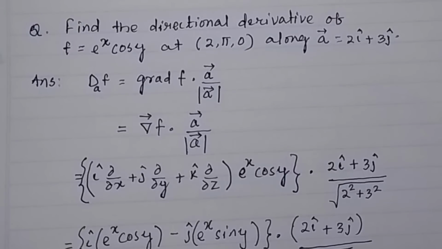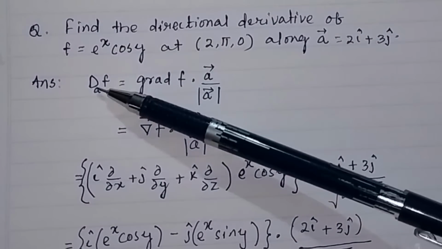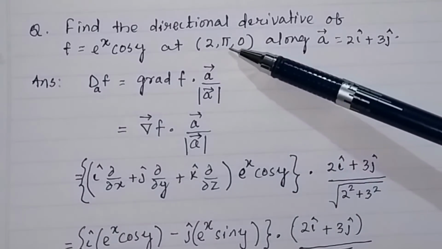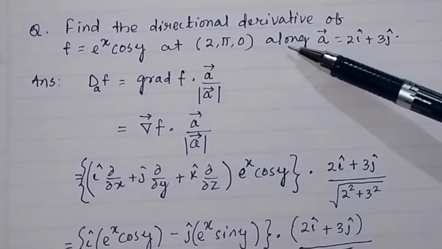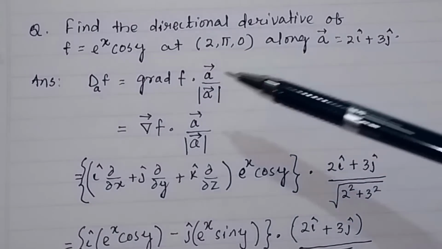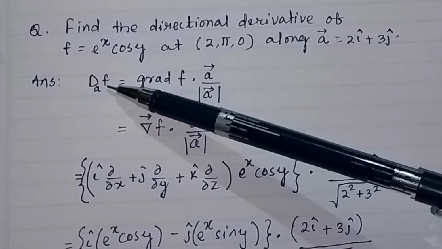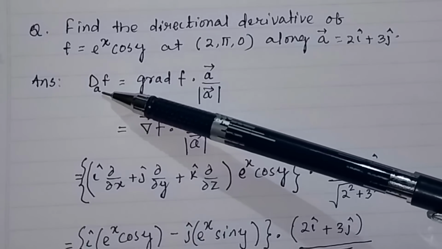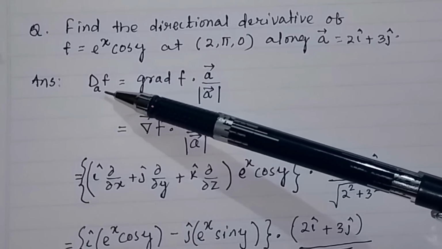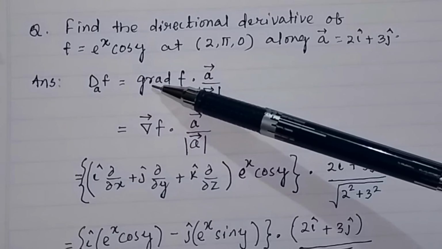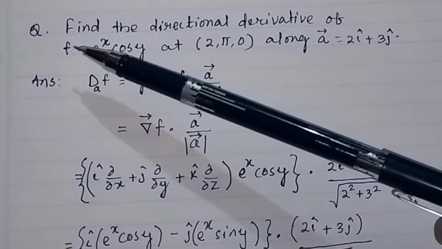Find the directional derivative of the function f at (2, pi, 0) along the vector a. So the directional derivative, written as D for the function f along the vector a, will be equal to the gradient of the function. This is a scalar function.